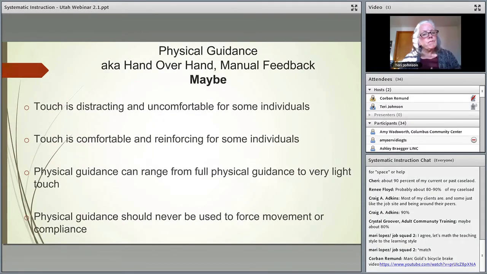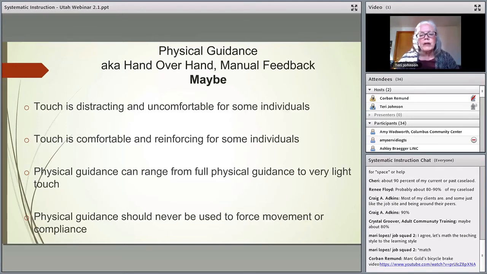Physical guidance. Some people refer to it as hand over hand, manual feedback, all different ways of describing giving information through touch. This is another area where there's an opportunity for discussion from the audience. It's oftentimes a lively discussion. If you reference the gold video without words, you can see the amount of information he ended up sharing through touch. So be thinking of that if you choose to look at that video.